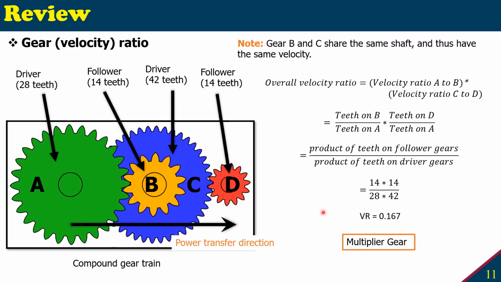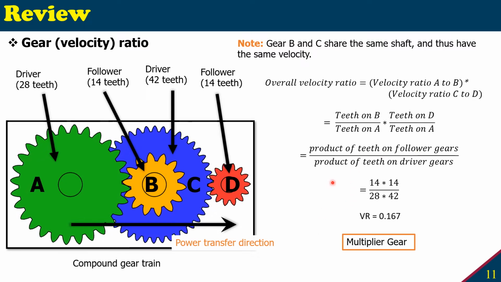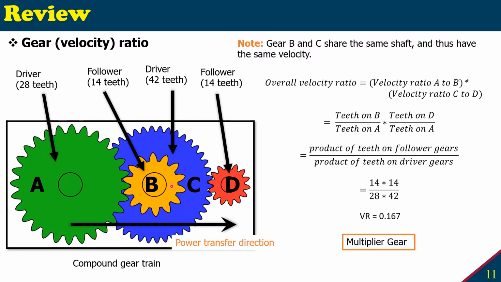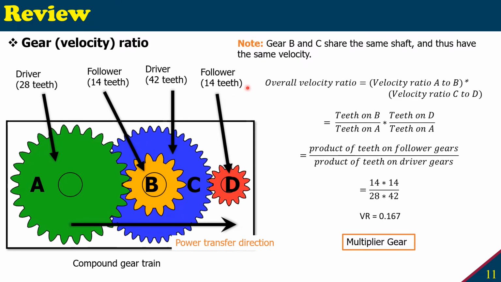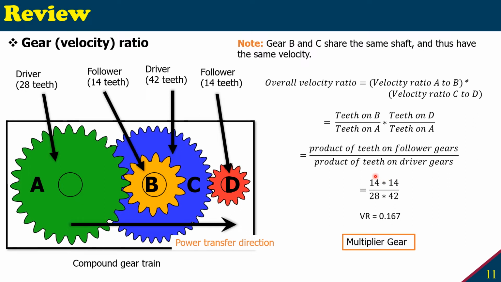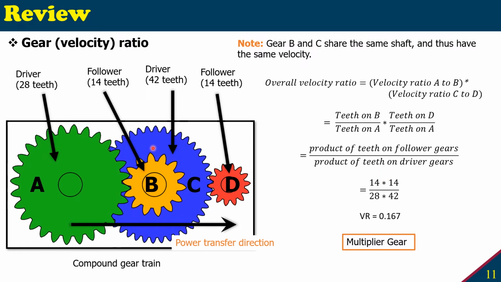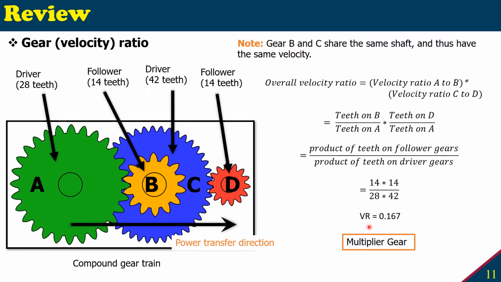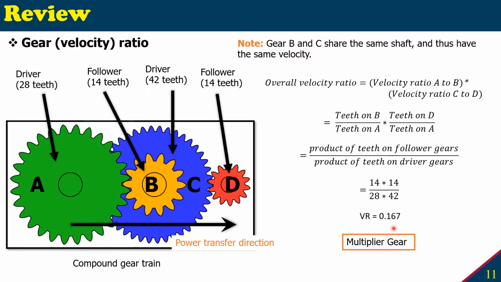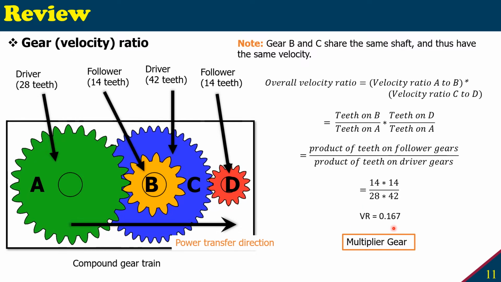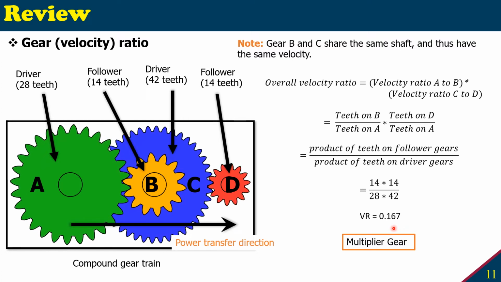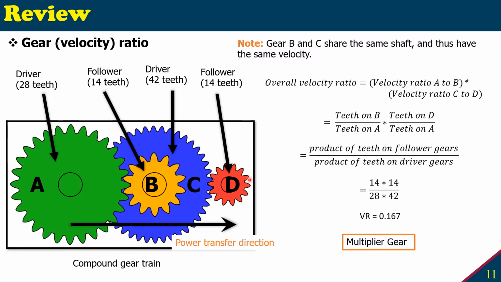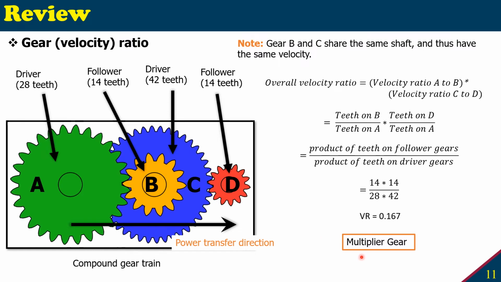So if we plug in the values, the product of teeth on the follower gears: the yellow is the follower of the green, and the red is the follower. The yellow has 14 and the red one has 14 teeth, so 14, 14. And the product of the driver gears, so green and blue, A and C are the drivers, you have 28 and 42 teeth. So the velocity ratio again becomes 0.167. So the velocity ratio is less than 1. That means it's a multiplier gear. The speed from the driver to the follower will increase, and you can see that the red one is a small gear, so the velocity will be higher, and that's why it's a multiplier gear.